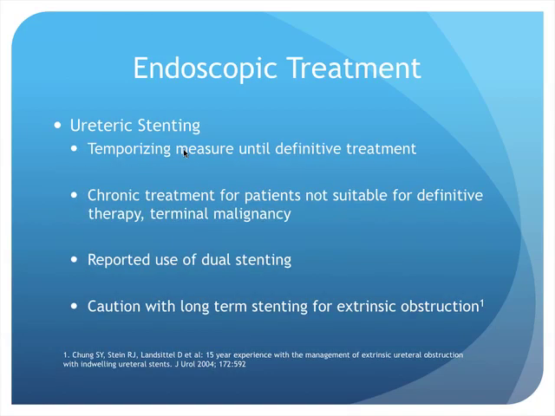So stenting can either be used as a temporizing measure until definitive treatment is undertaken, or until you have more information about the characteristics of the stricture. It can also be used as chronic treatment for other patients that are not suitable for definitive therapy, or have a terminal malignancy. There is reported use of dual stenting, and there is, from the literature, caution about long-term stenting for extrinsic obstruction. But I'll talk to that in a few minutes.